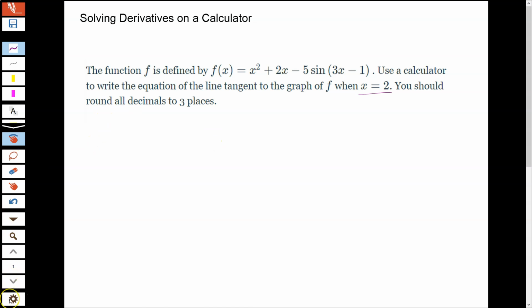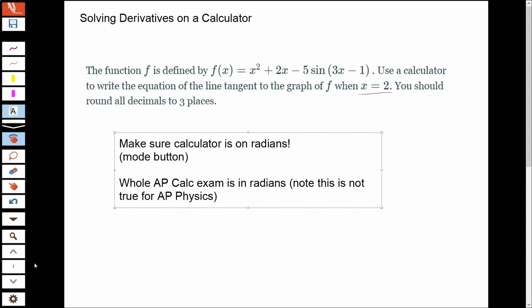The first thing we're going to do, though, to make sure everybody's on the same page, is make sure that our calculator is on radians mode. You already know about this, I think. So we want to be in radians, not degrees. Remember, these are just two different units of measuring angles. The entire AP Calc exam is all in radians. There's no point in the AP Calc exam where you're going to give an answer in degrees, so you don't have to worry about what mode you're on as long as you set it up ahead of time.